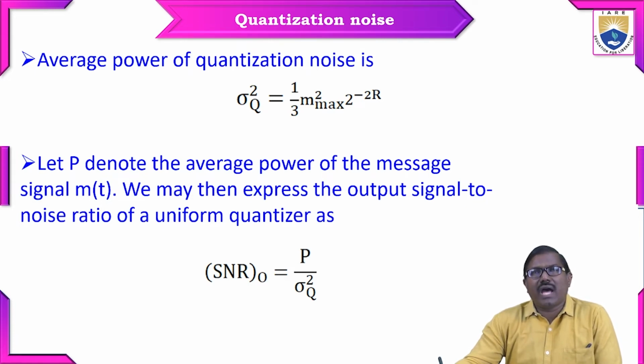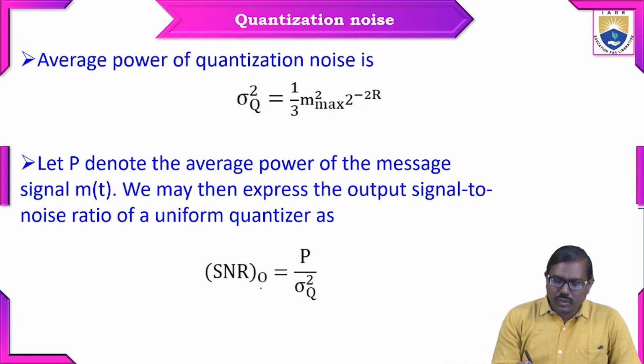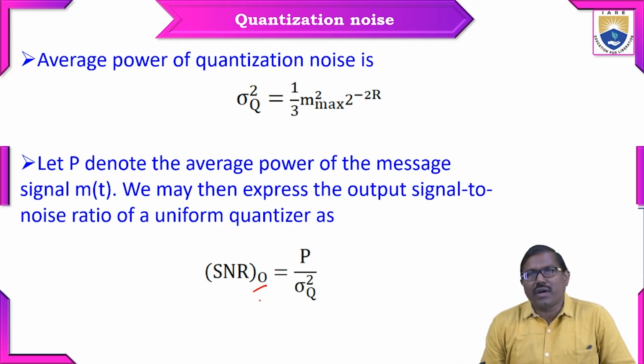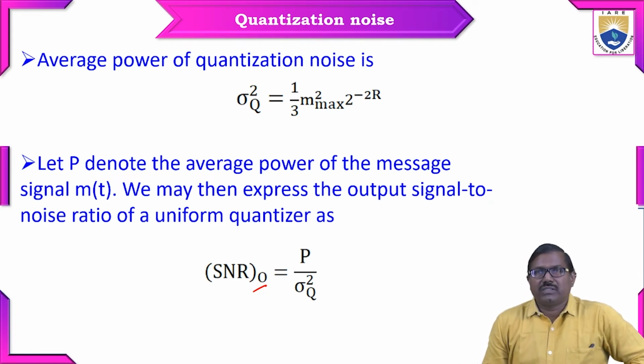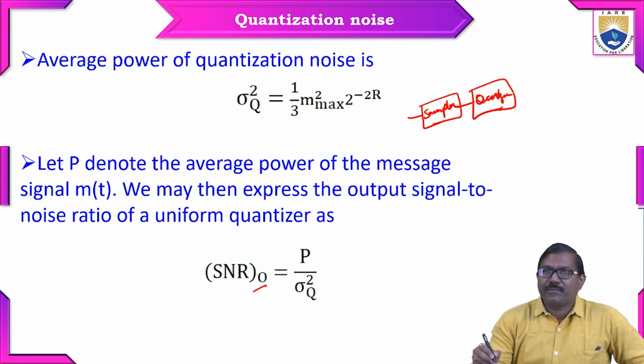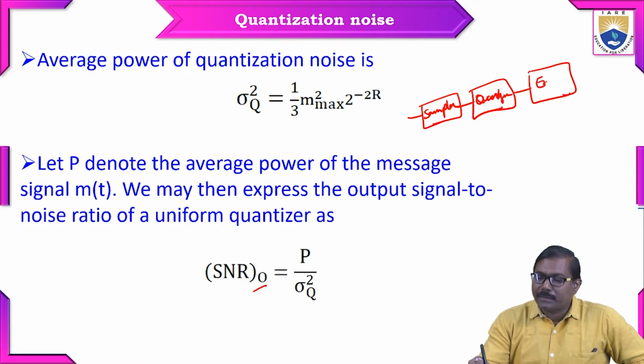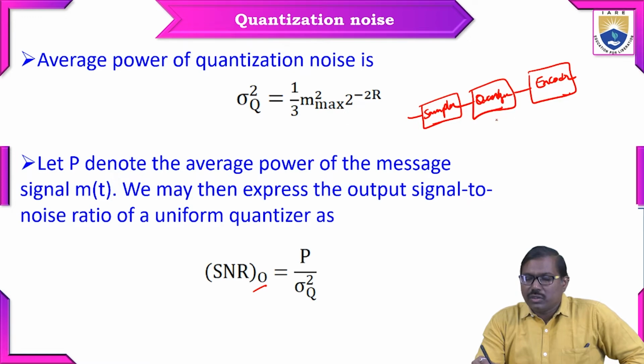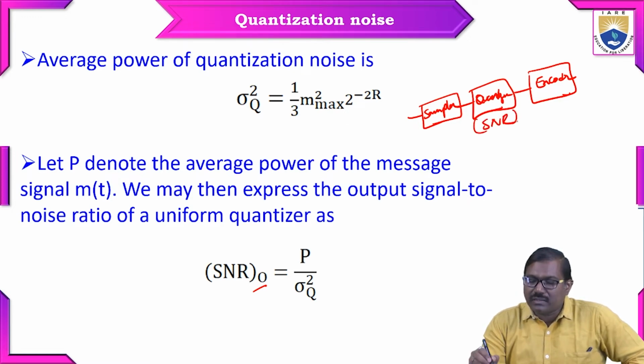So let P denote the average power of the message signal m of t. We may then express the output signal to noise ratio of a uniform quantizer as SNR output equal to P by sigma square Q. So we are going to find this output signal to noise ratio of a quantizer. Why? Because we know that after the sampler we have a quantizer, then we have an encoder. So here we are calculating this SNR for this quantizer.